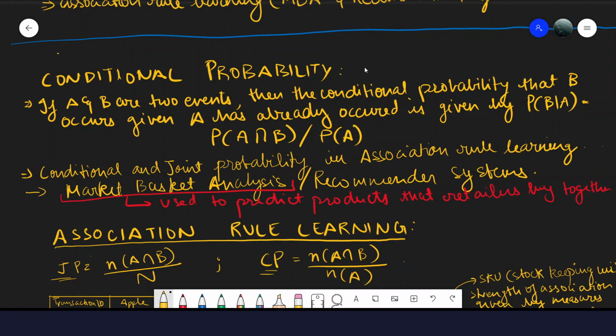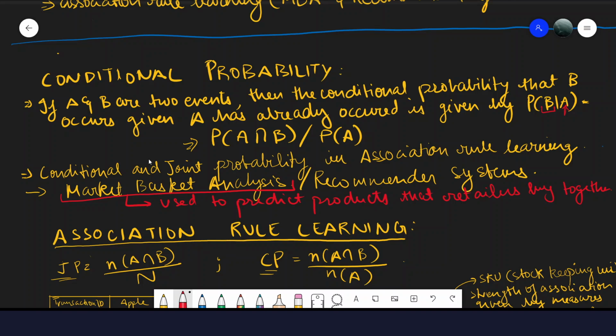Let's say A and B are two events that form a sample space. Then the conditional probability that B occurs given A has already occurred is given by this formula: P of A and B upon P of A. Okay, this is the conditional probability that B occurs given A has already occurred.